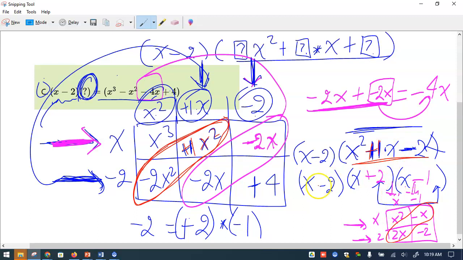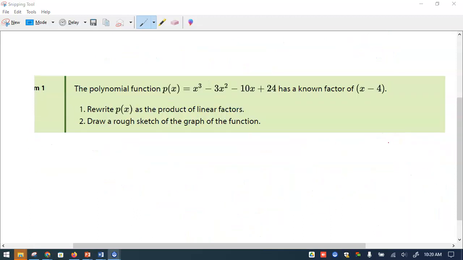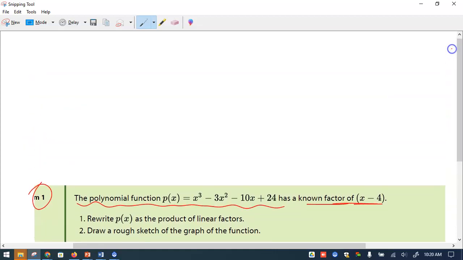Now let me go directly to problem number 1. The polynomial is given. This polynomial function has a known factor of x minus 4. What it means is basically it's x cubed minus 3x squared minus 10x plus 24.